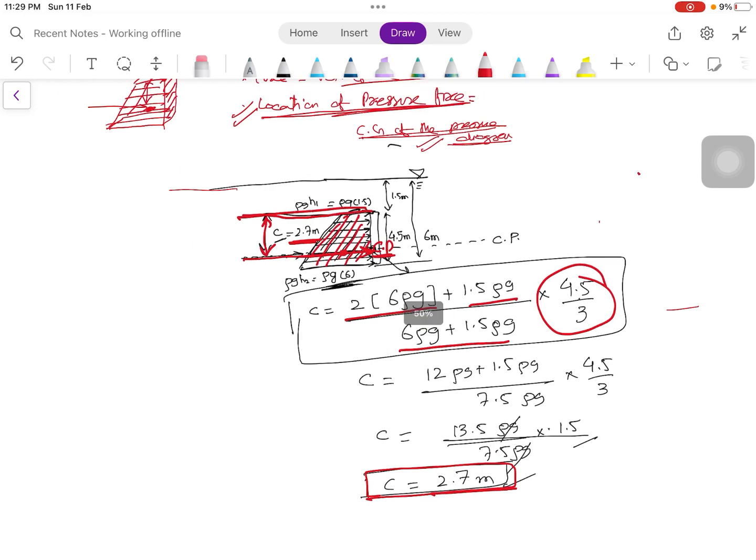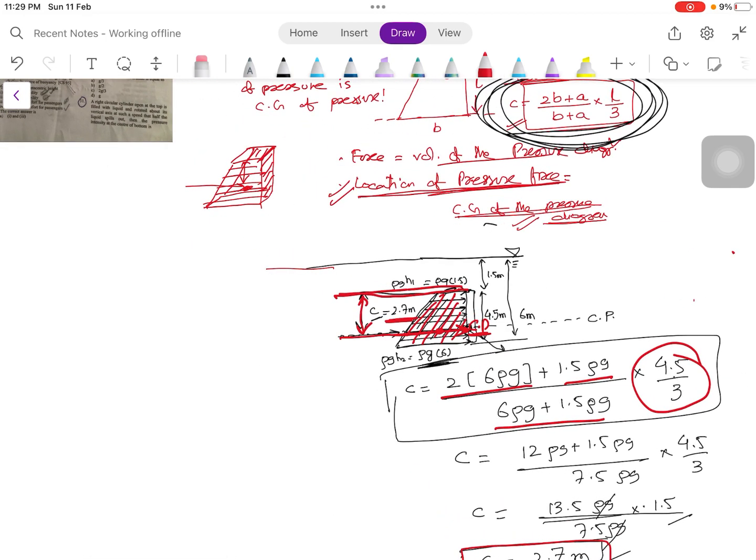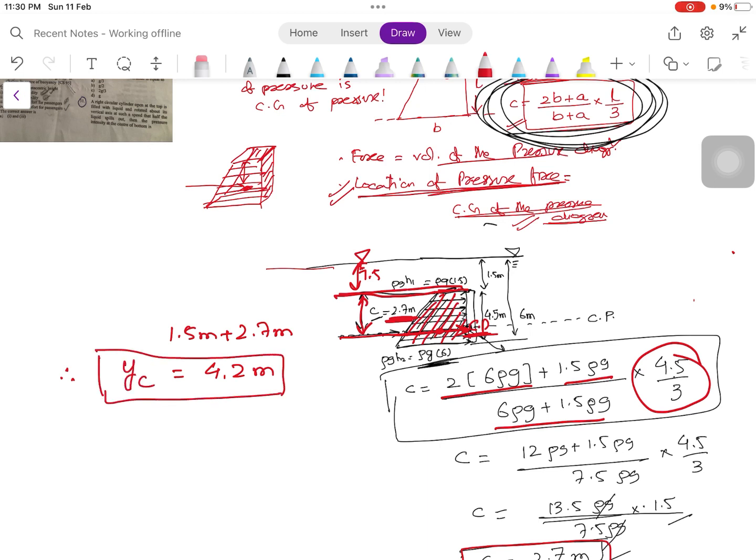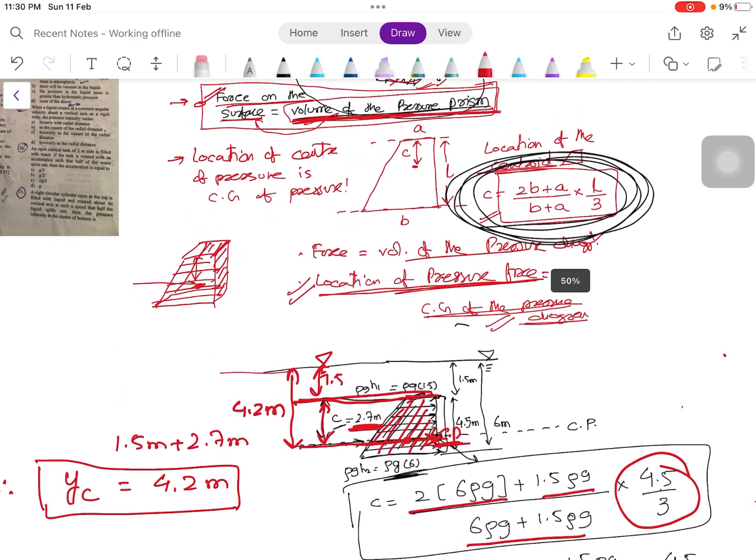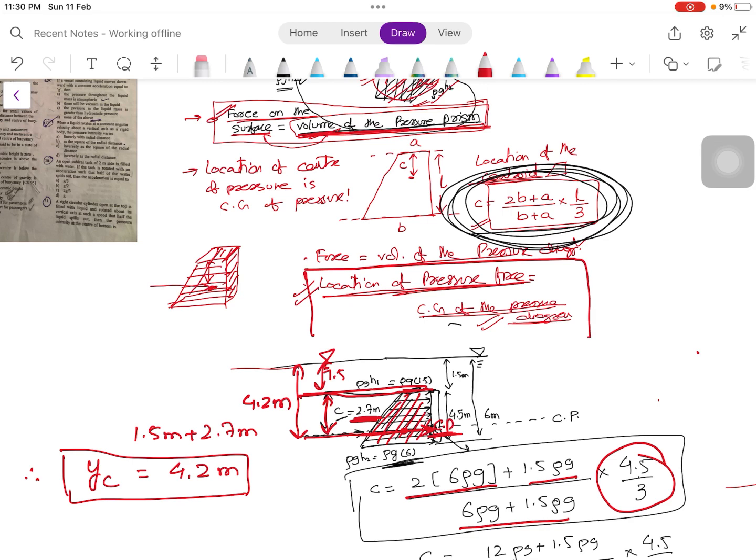All right, but we need to find out the depth of the location of the center of pressure. So the center of pressure, which is at the CG of the pressure diagram, is at a depth of 1.5 meters plus the 2.7 meters from the free surface. So this is 4.2 meters. All right, therefore the location of the center of pressure from the free surface is 4.2 meters. So to conclude, we have to remember this equation.